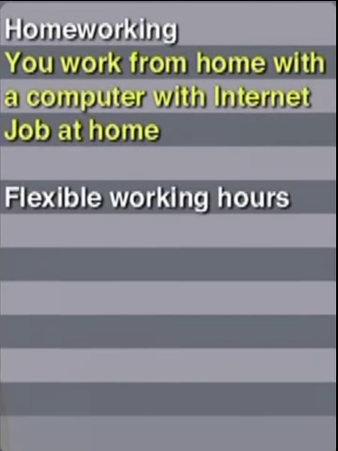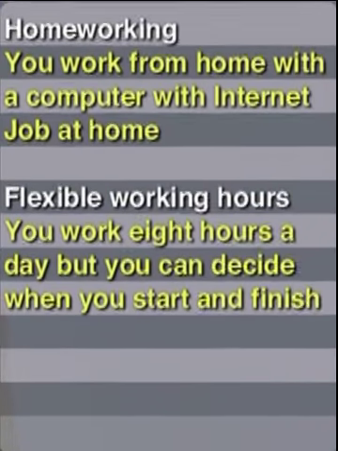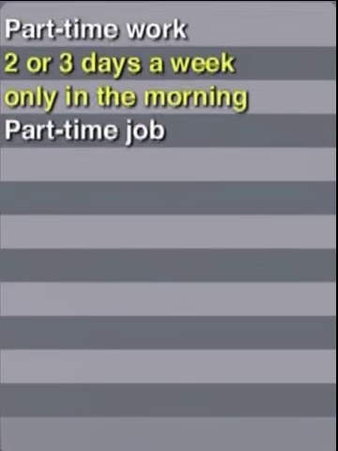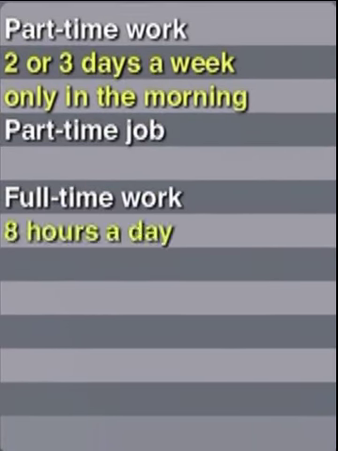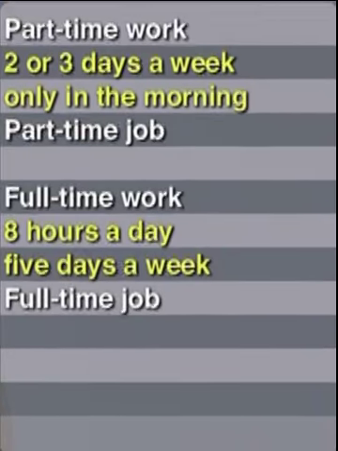Flexible working hours means you don't work from 9 to 5 every day. You work 8 hours a day, but you can decide when you start and finish. Part-time work means you don't work every day, perhaps just 2 or 3 days a week, or only in the morning. If you work part-time, then you have a part-time job. Full-time work means you work 8 hours a day, 5 days a week. You work full-time. You have a full-time job.